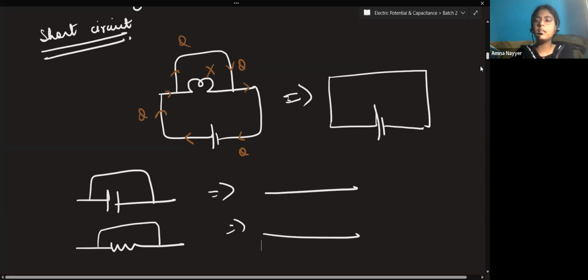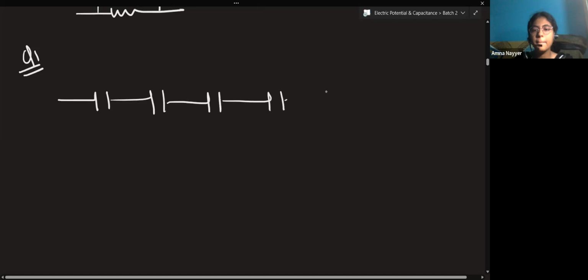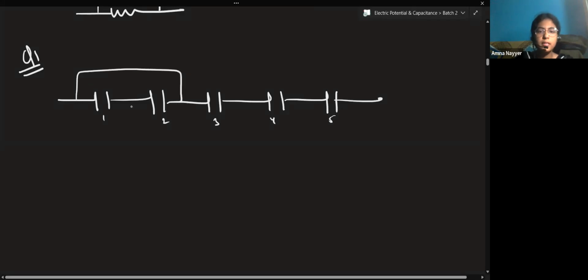All right, let me give you an example where you have to identify between a short circuit and the application of the potential divider method. Supposedly there are 5 capacitors. Let me name them 1, 2, 3, 4, 5. One wire in this manner, another wire in this manner, one wire in this manner, and leave this. All of them have the capacitance C.